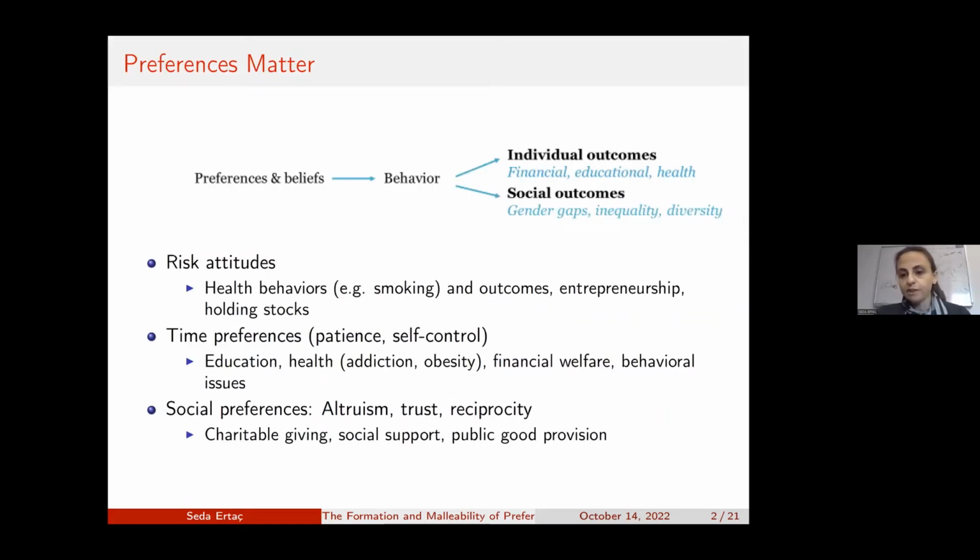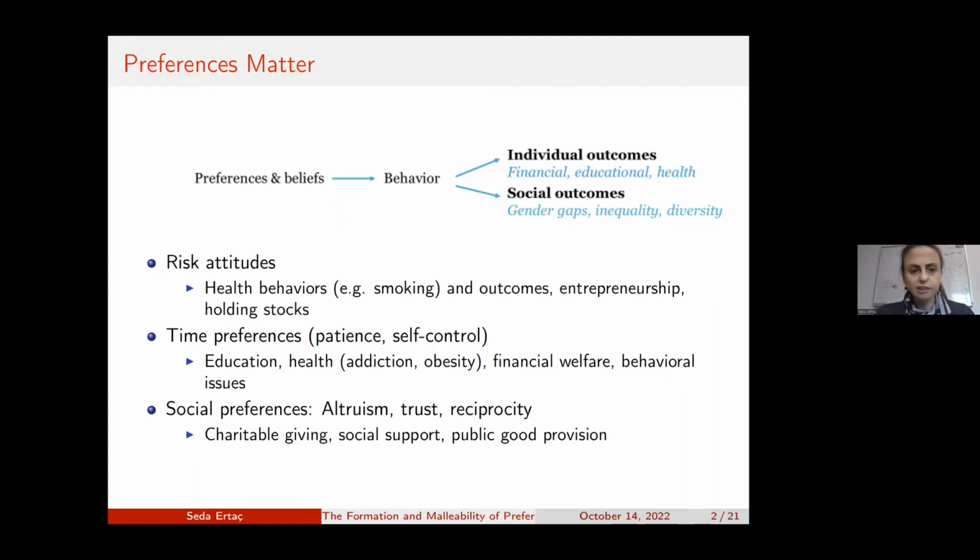Anyway, we all know that preferences matter. So preferences and beliefs come together to determine behavior in different domains, and this leads to different individual and social outcomes, like at the individual level, financial, educational, and health outcomes, and also social outcomes such as gender gaps, inequality, diversity, social mobility. So we economists have traditionally focused on risk and time preferences, and more recently, social preferences.